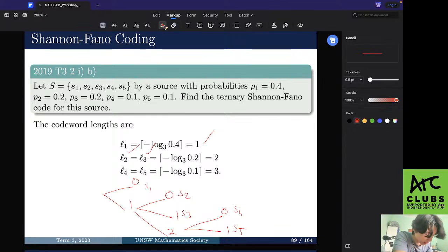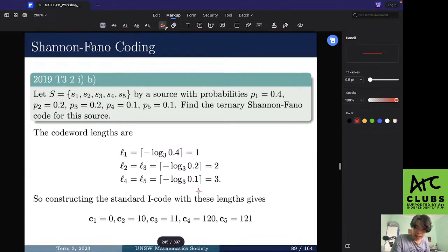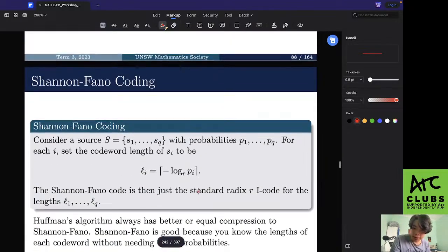And what we notice is, for S1, our code word is just 0, S2, our code word is 1 0, S3, 1 1, S4, 2 0 0, and so on. So it's pretty standard once you get the lengths. And these are our code words. And I missed a bit up here.